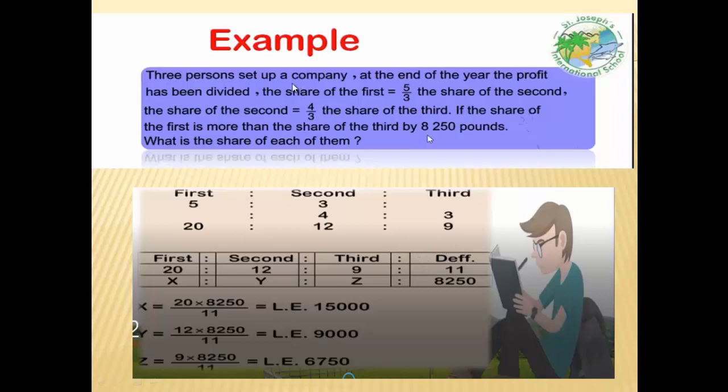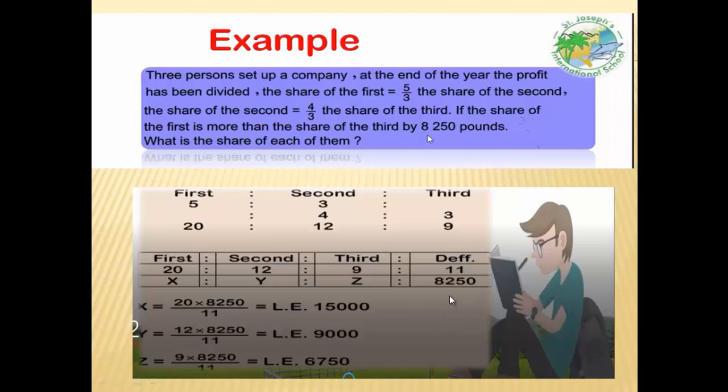This is my question. What is the meaning of more than? Like difference. But difference between what? Between which person? هو هنا قال ايه? The first is more than the share of third. يبقى between the third and the first. طيب الثيرد كانت الريشيو 9 والفيرست 20. Then greatest number minus smallest number. طيب 20 minus 9 equal 11. Then this is the ratio 20 to 12 to 9 to difference 11.